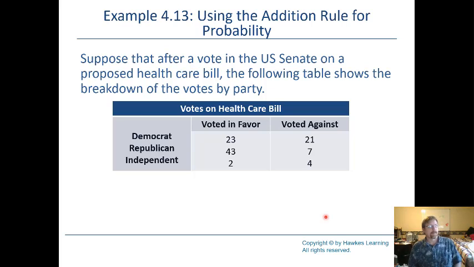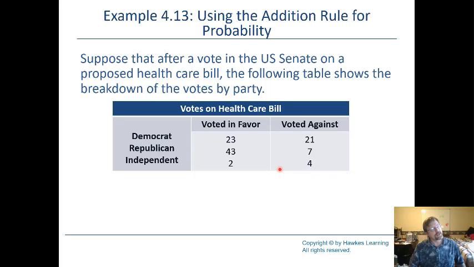Okay, so let's talk about Senate votes. We've got a health care bill. 23 Democrats vote for, 43 Republicans vote for, and 2 total independents vote for. Then 21 Democrats voting against, 7 Republicans voting against, and 4 independents voting against.